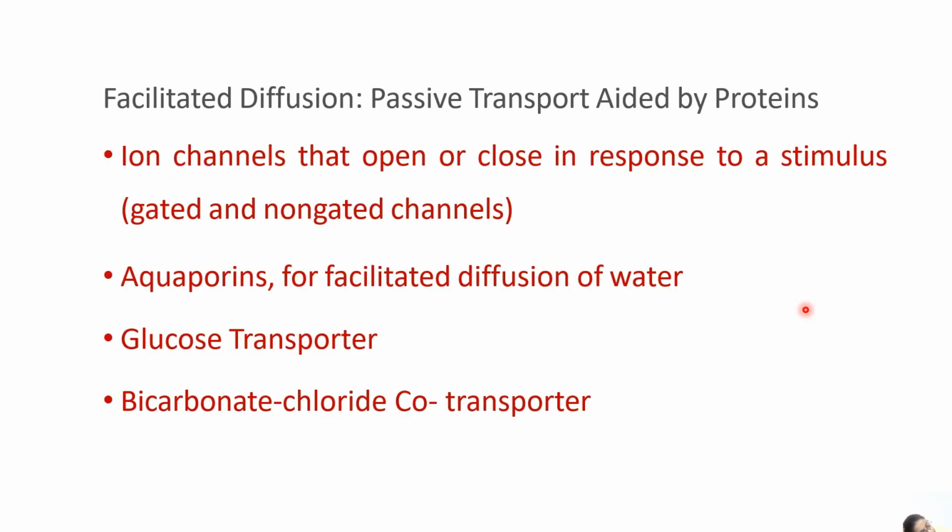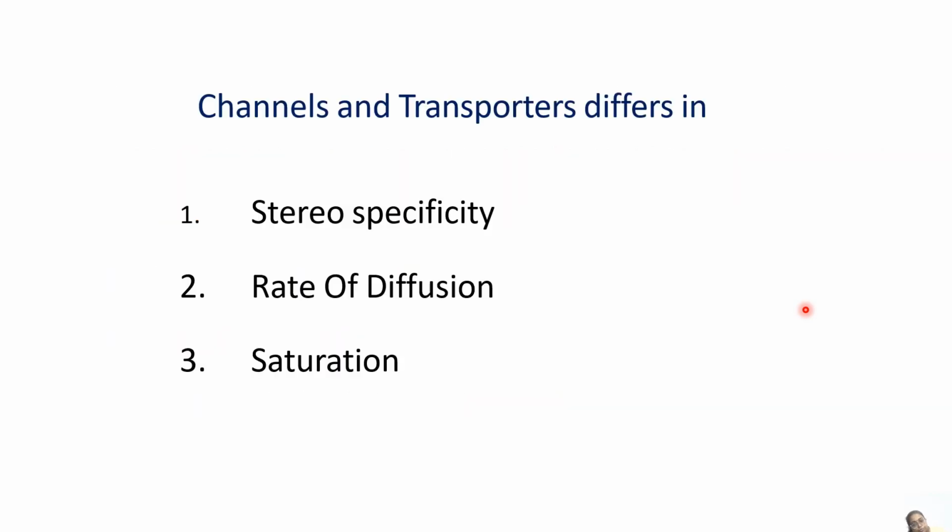In the case of facilitated diffusion, it is passive transport aided by proteins, such as ion channels that open or close in response to a stimulus, like gated or non-gated channels. Then we have aquaporins for facilitated diffusion of water, glucose transporter, and bicarbonate chloride co-transporter. Now, if we talk about channels and transporters, they differ in stereospecificity, rate of diffusion, and saturation.